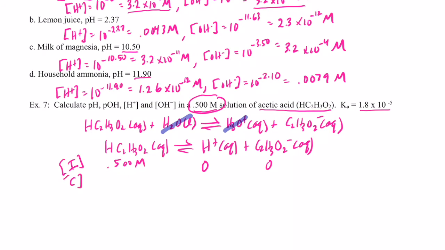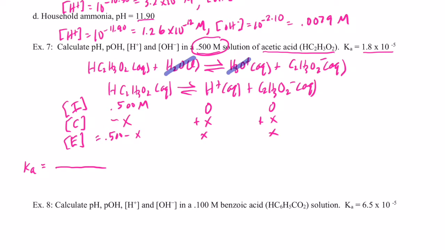And recall that this is a weak acid, so this goes down by a certain amount. We don't know how much yet. And whatever that goes down by, the hydrogen ion concentration goes up by that same amount, and so does the acetate concentration. So at equilibrium, we have 0.500 minus X, X, and X for our three species. So let's write the equilibrium expression for this.